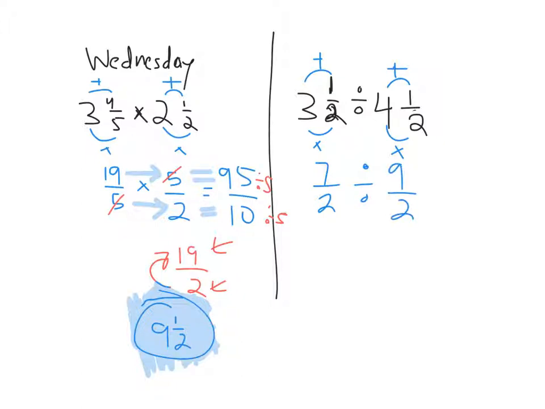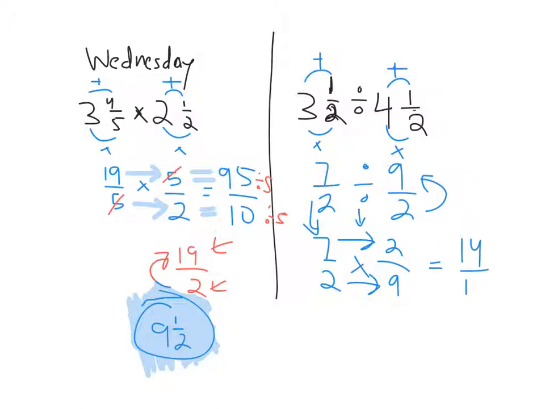Now we're going to go keep it, change it, flip it. 7 halves is going to be, we're going to keep it. Change division to multiplication, and then flip 9 halves to 2 ninths. Okay, now we could multiply straight across. 7 times 2 is 14. 2 times 9 is 18.